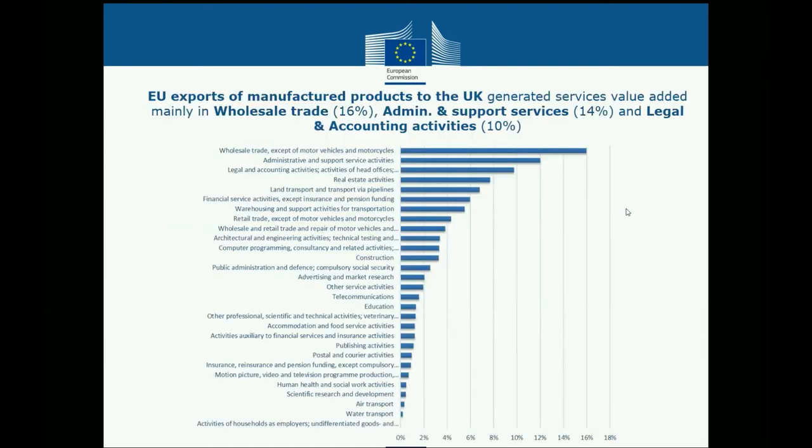And which type of services are embodied in such exports? Now we've seen the amount of total services, but now we look into more detail. So this slide shows that the top three services activities are generally wholesale trade, except of motor vehicles and motorcycles, administrative and support services activities, and legal and accounting activities, activities of head offices, etc.